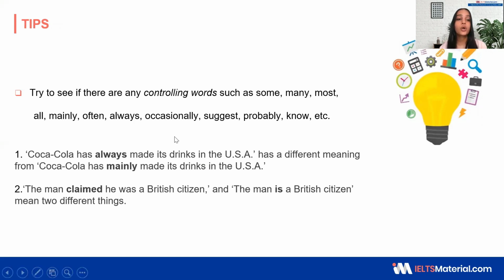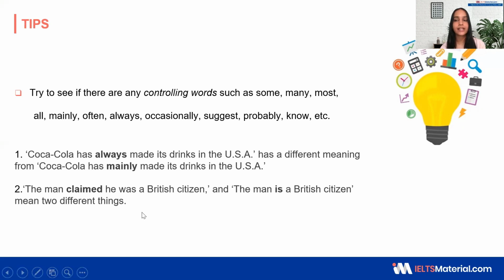So the first example is: Coca-Cola has always made its drinks in the USA. Now read the second example: Coca-Cola has mainly made its drinks in the USA. Now see these two words, always and mainly. Are they the same? Clearly not. Now students might get confused and feel that this is almost similar. But remember, there is nothing like almost true or almost false. There's no middle ground. It has to be 100% true, 100% false, or not given. So keep an eye on these controlling words and see whether they alter the meaning of the entire statement.